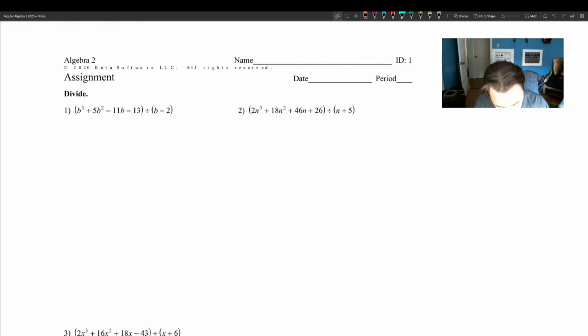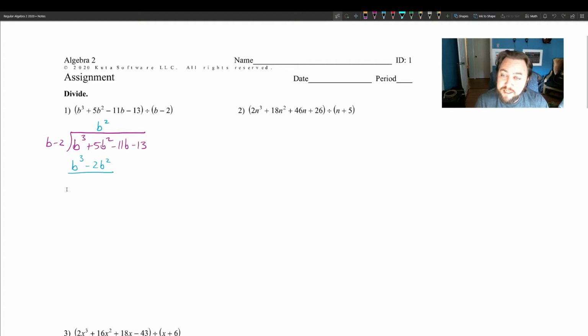So we've got b cubed plus 5b squared minus 11b minus 13. That's being divided by b minus 2. And our goal basically is to turn this b into this b. So what I'm going to do is start with a b squared. b squared times b is b cubed. And then b squared times negative 2 will be minus 2b squared.